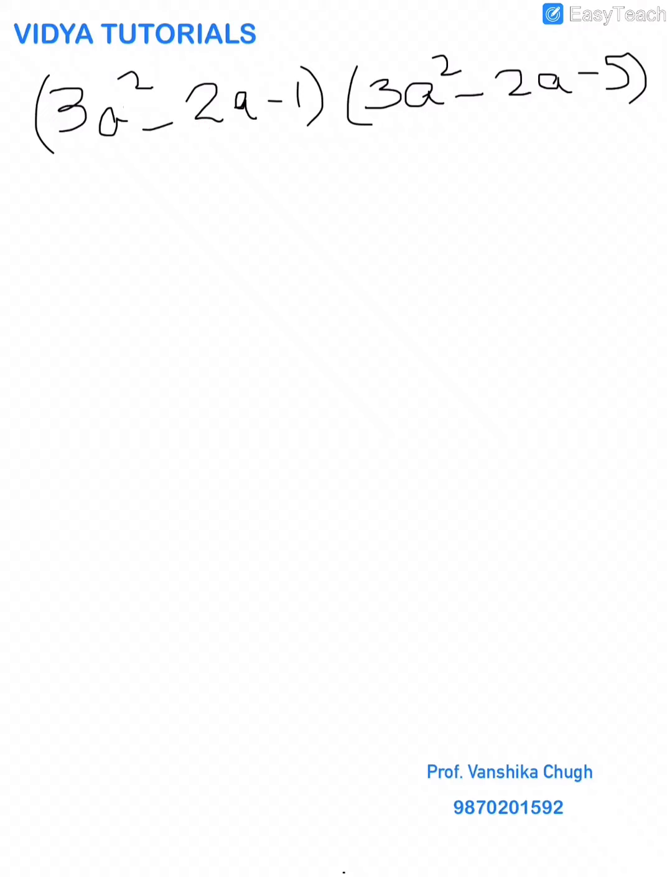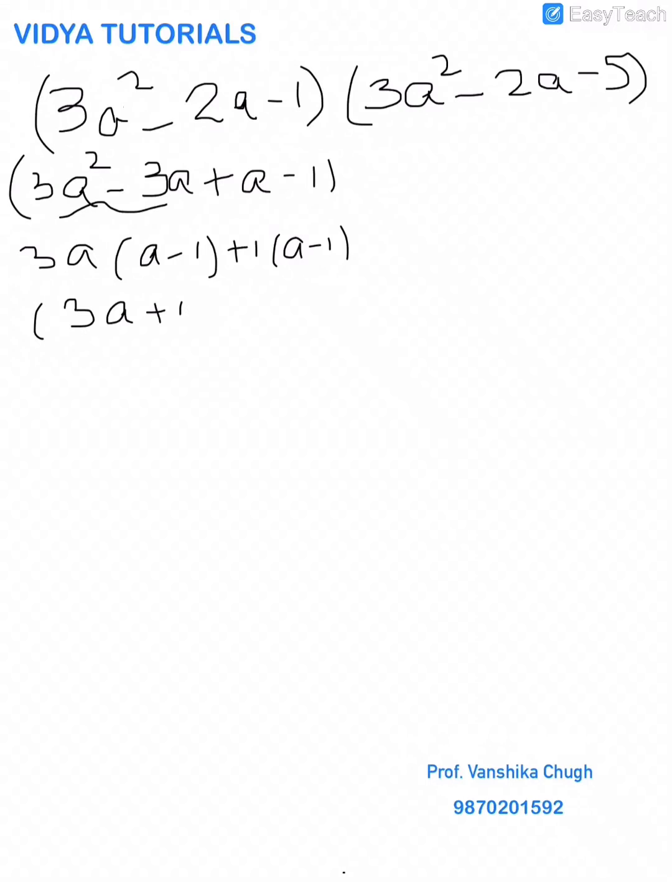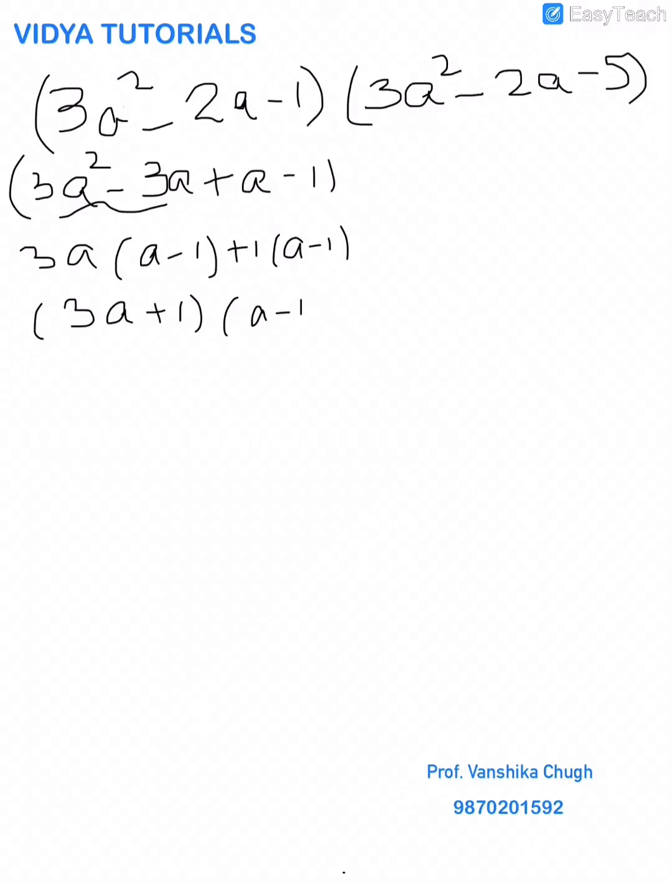So here I will split the middle term into 3 and 1. 3a square minus 3a, the minus sign will go with the bigger term, plus a minus 1. Let me finish with this side first. So here I get 3a common, I get a minus 1, and since this is already matching, so you can see, so I will just remove plus 1, a minus 1. So I get 3a plus 1 and a minus 1.